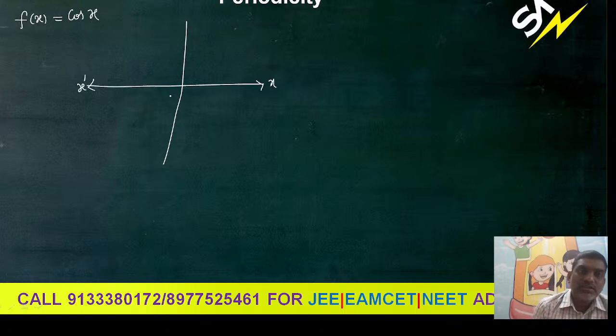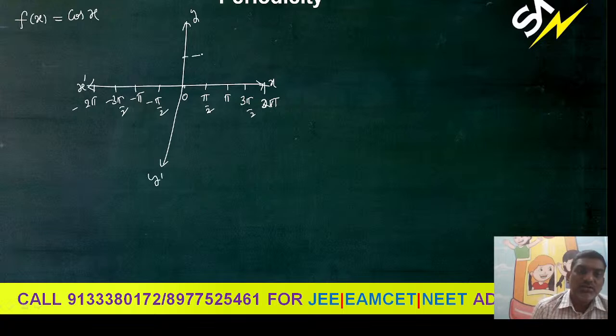On the x-axis we can take the values 0, 90, 180, 270 and 360, and minus 90, minus 180, minus 270, minus 360, and this is the y-axis. On the y-axis we require the values from 0 to plus 1 and 0 to minus 1. Okay, now let us mark the values.